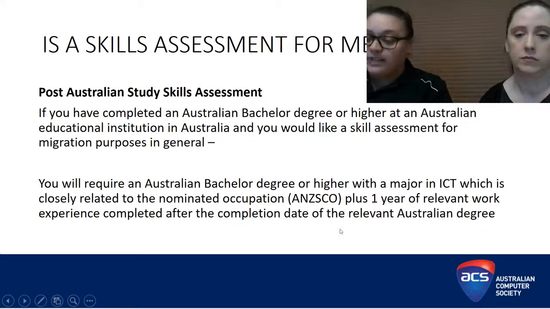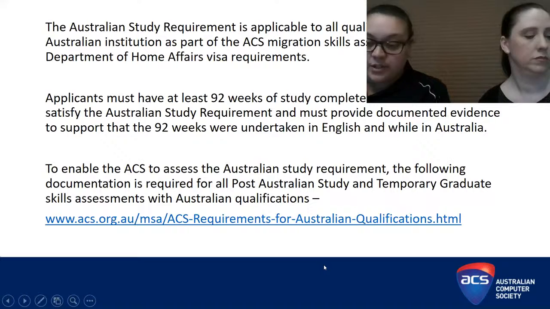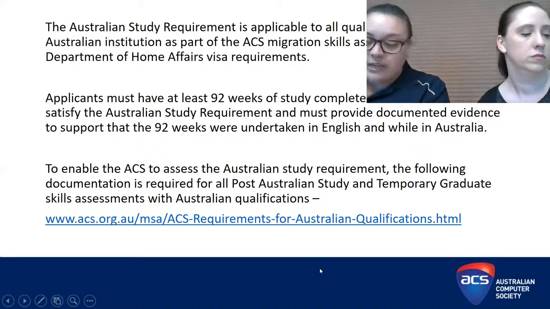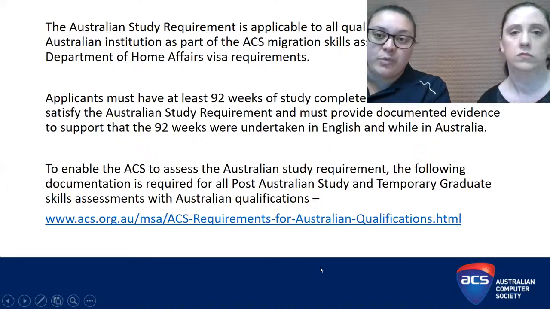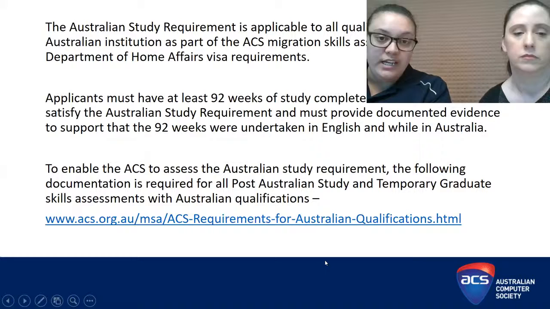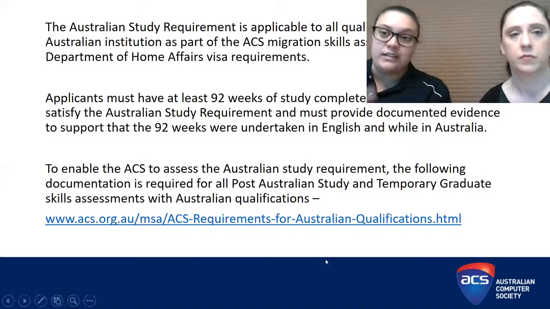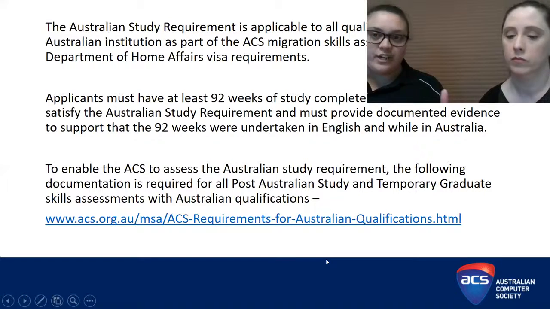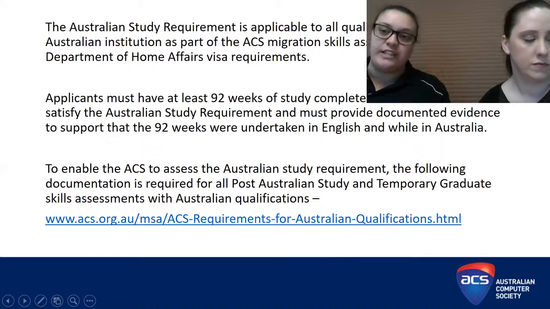Now, there is a requirement. With the post-Australian study, you need to meet what we call the Australian study requirement, ASR for short. Basically, it needs to be 92 weeks in length. So if you do have credits and they're from an overseas university, it won't be accepted. It needs to be 92 weeks in an Australian institution. If you do have credits from another Australian degree, then that can be accepted, as long as it's, again, 92 weeks in an Australian institution.